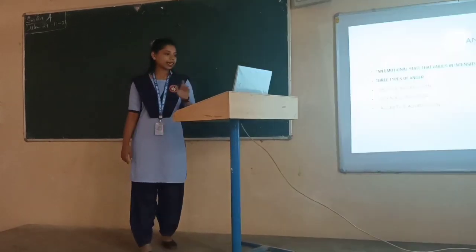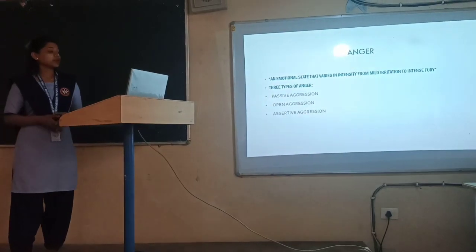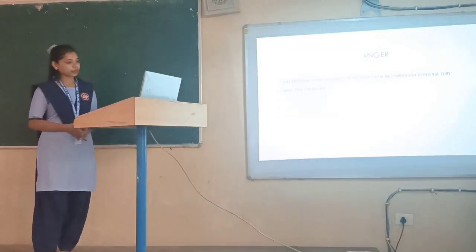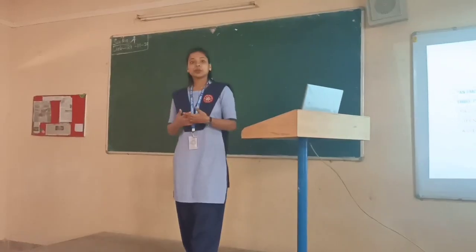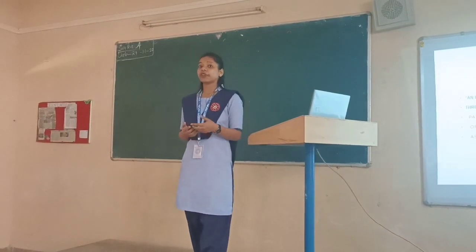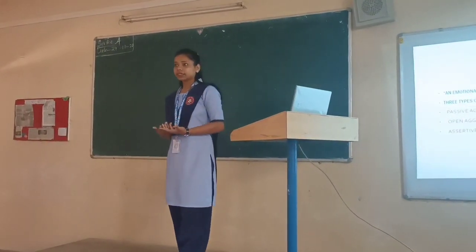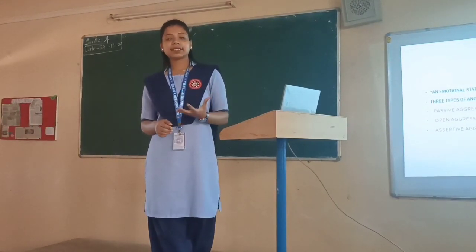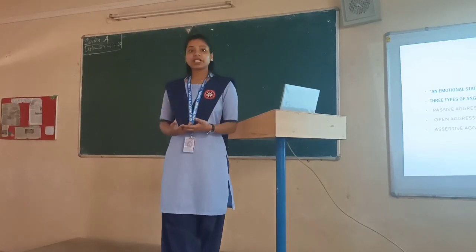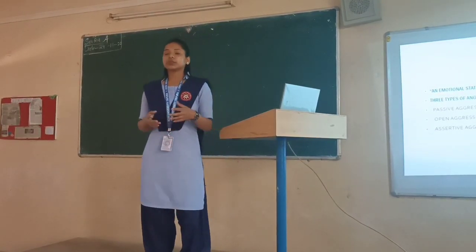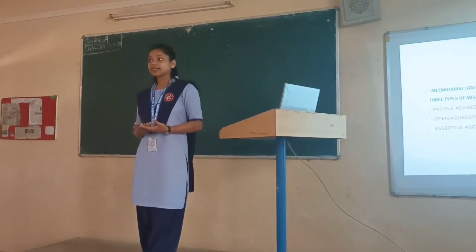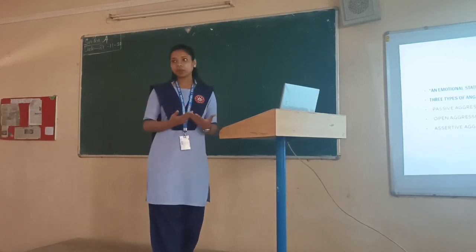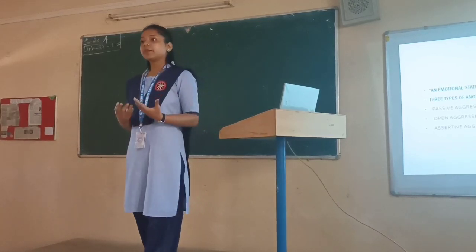So, first is anger. Anger is an emotional state that varies in intensity from mild irritation to intense. Anger is a human emotion. Anger is with us from our birth to death. Anger can be expressed in the form of crying, violence, attack, sometimes silence, depression, suicide, and so on. Anger can be both internal and external events. And when we do not get what we want or we are frustrated, we become angry.